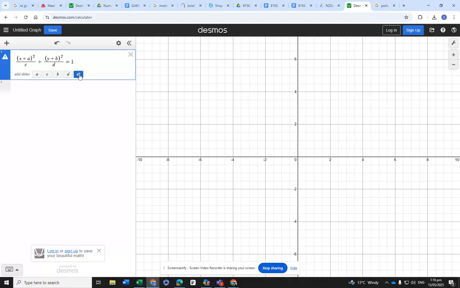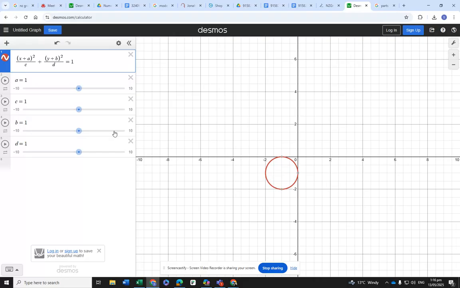I'm going to make all of these sliders, and there is my circle because everything's set to 1 at the moment. If I change A, it just moves my circle across. Let's go back to 1. If I change B, it's just going to move my circle up and down. Let's see if I can get back to 1.